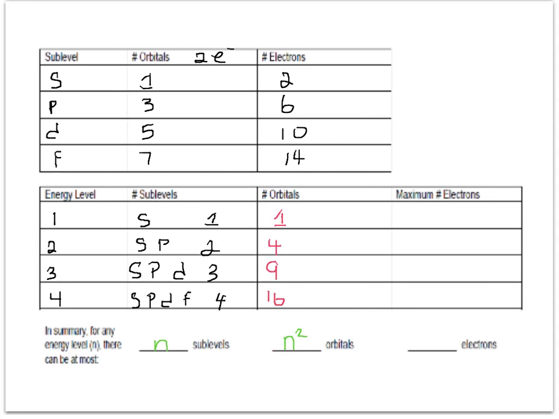And we already said to get our maximum number of electrons, there are 2 electrons per orbital. So all we do now is multiply the number of orbitals by 2, and that gives us the maximum number of electrons. So that would give us 2, 8, 18, and 32. And since we multiplied this by 2, this is N squared times 2. So this is 2N squared.